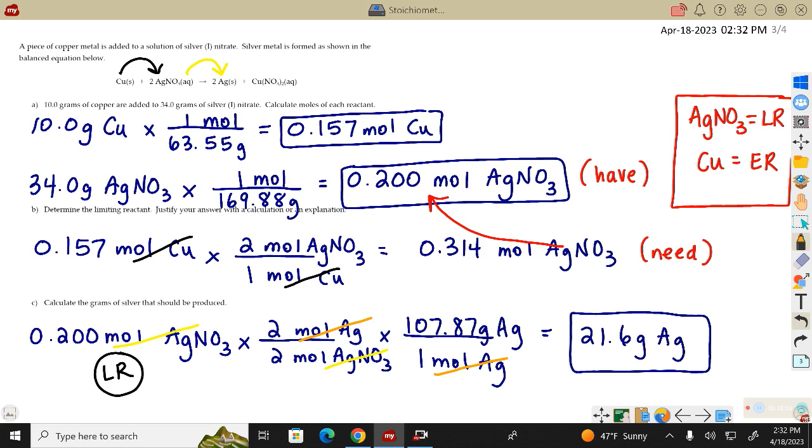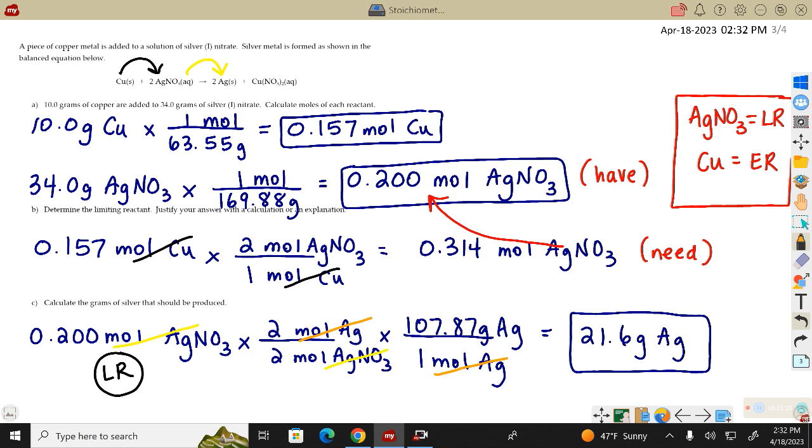Now, this next part is going to look just the same. It's going to look just like part C. The limiting reactant runs the show. It determines how much product can form. When I run out of silver nitrate, the whole reaction is going to stop. So I won't make any more product. And I won't use any more of the excess reactant.